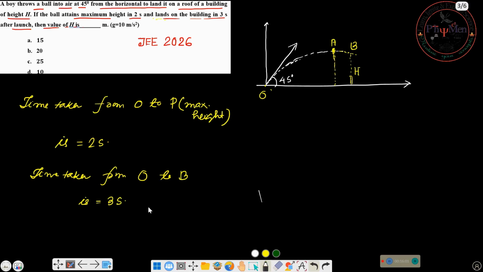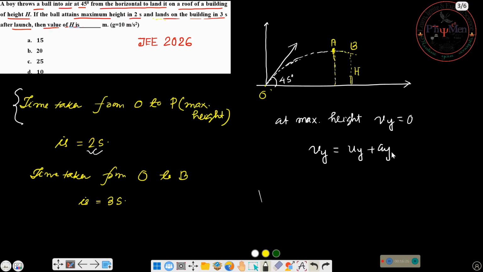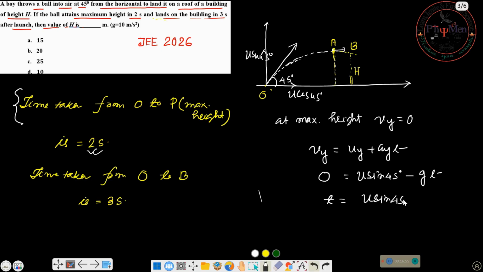So from the first given information, time taken from O to P is 2 seconds. So this is the time taken to reach the maximum height. We know that at maximum height, Vy equal to 0. So using Vy is equal to Uy plus Ay into T, Vy is equal to 0 at the maximum height. Uy is the vertical component, U sin 45 degree, the horizontal component being U cos 45 degree. So minus GT, the time taken will be U sin 45 degree by G. This is also one formula. So you need to remember this formula.